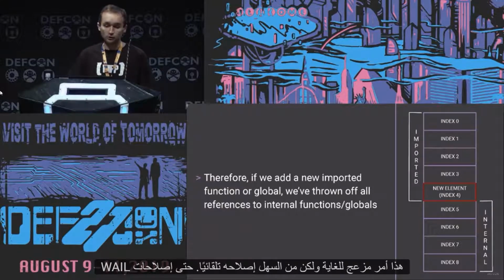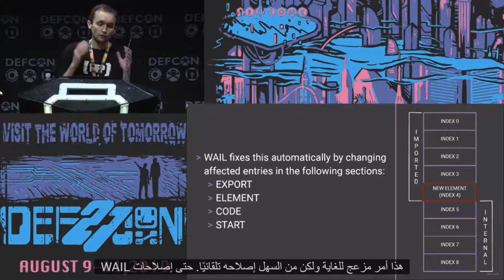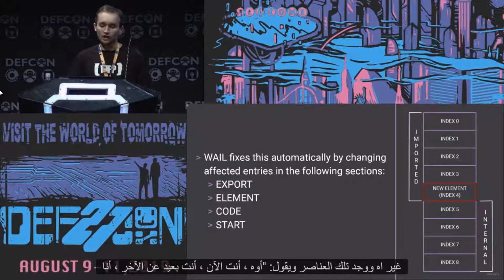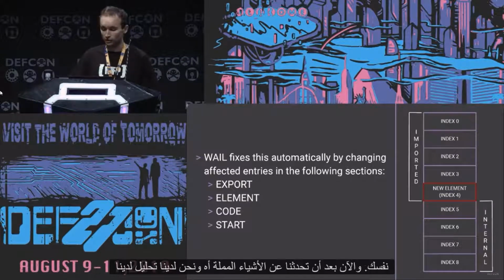So this is really annoying, but it's actually pretty easy to fix automatically. So Whale fixes this basically by parsing any section that could potentially be affected by this change. And it finds those elements and it says, oh, you're now off by 1, I add 1 to that, in order to fix those references so that you don't have to do the work yourself.